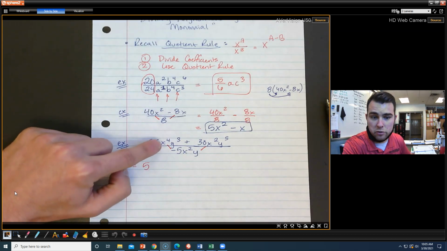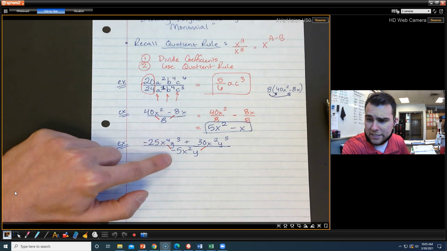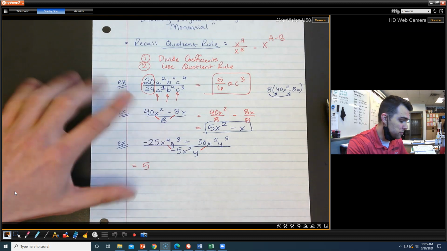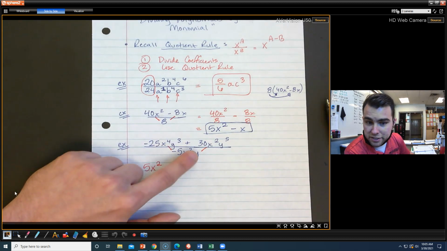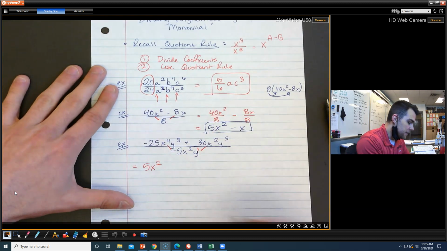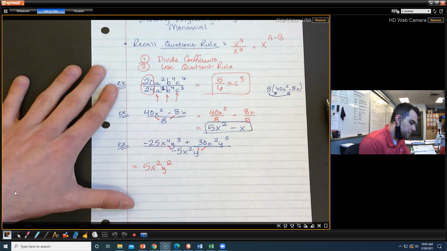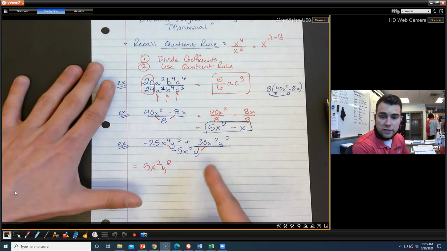And then I use my quotient rule. x to the fourth divided by x to the second. 4 minus 2 gives me x to the second power. And then y to the third, divided by y, which is to the first power, gives me y to the second power. All right? We move on to the next one.